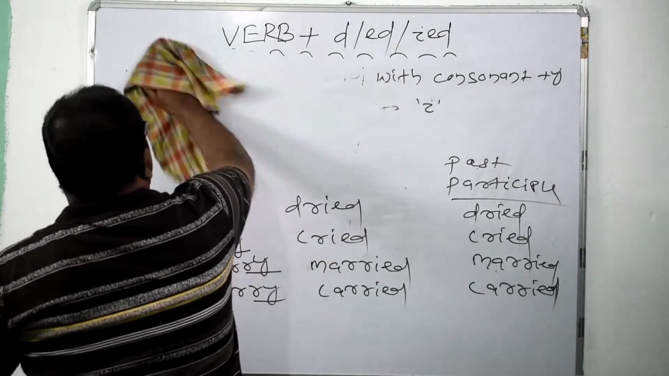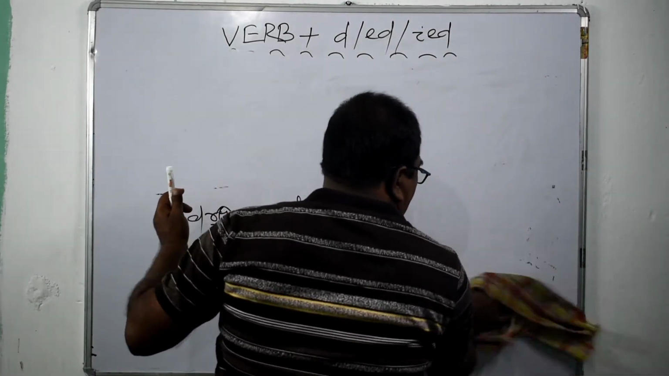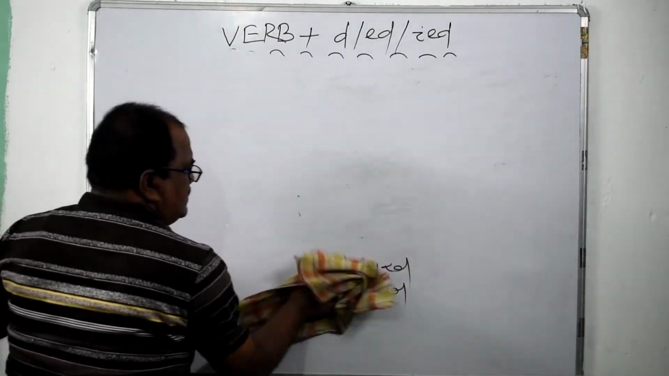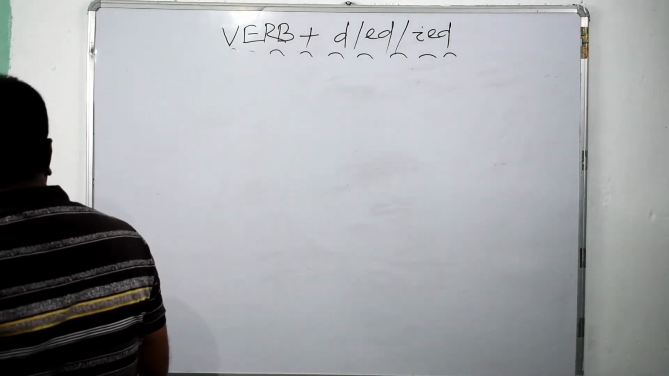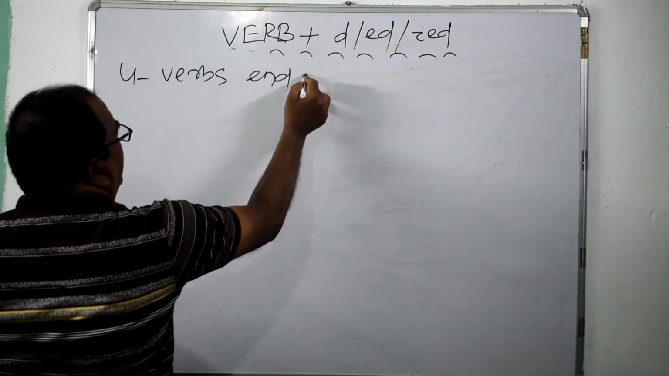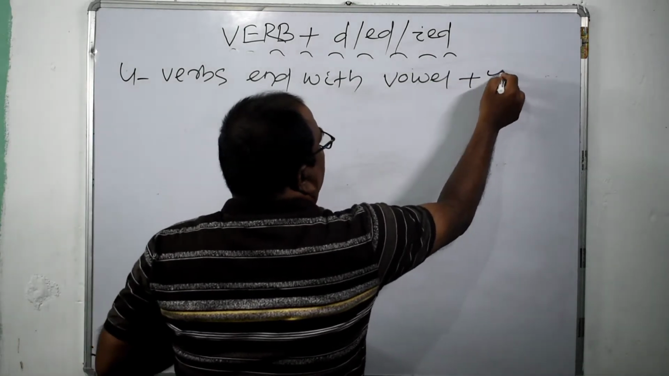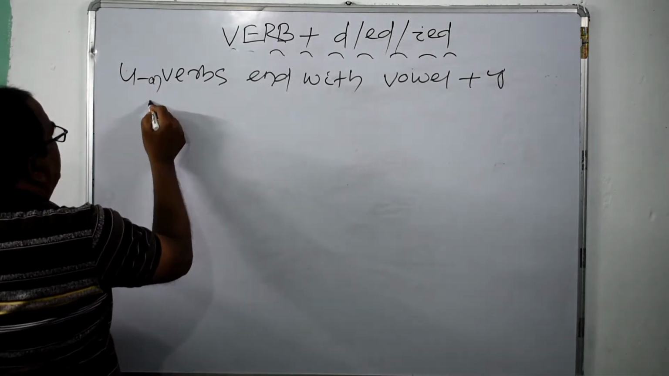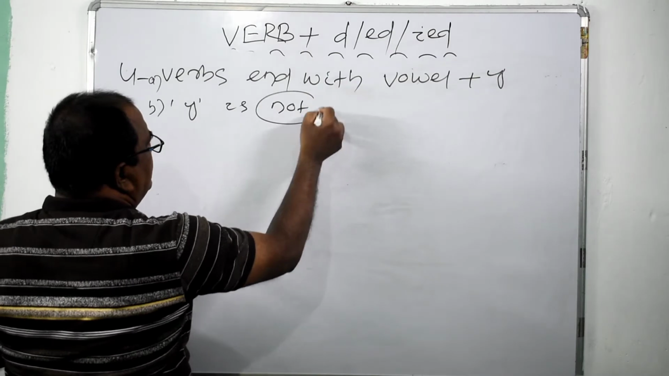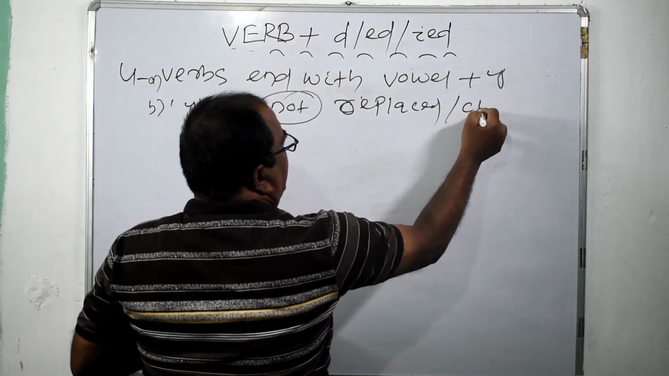Now we'll proceed to another rule which is also very interesting for the learners to learn. Formula number 4. Verbs that end with vowel plus y. In this case, y is not replaced or changed.